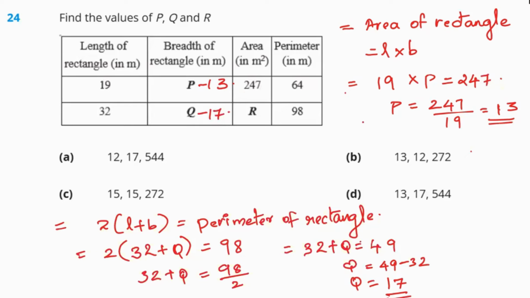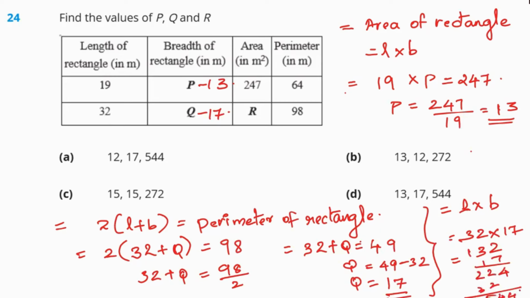One more value we have to find out, that is R. R is what? Area. So we have found the length and breadth. The length is 32 and the breadth is 17, so we can easily find the area of the rectangle. Area of a rectangle is length into breadth. So the length is 32 and the breadth is 17, so 32 into 17, which is equal to 544. So that is 544 meter square, the area of that rectangle.